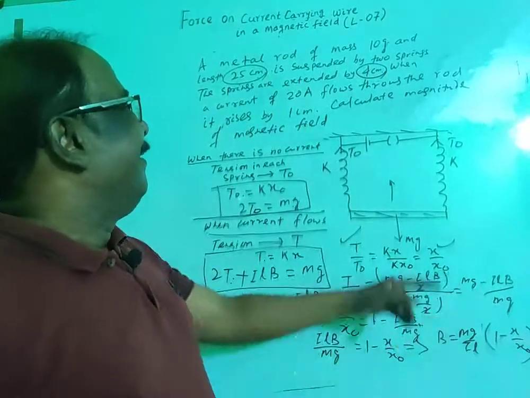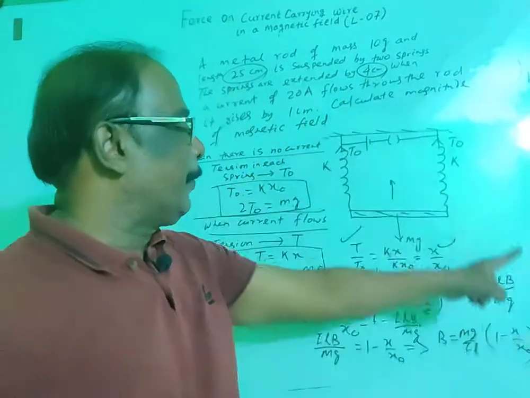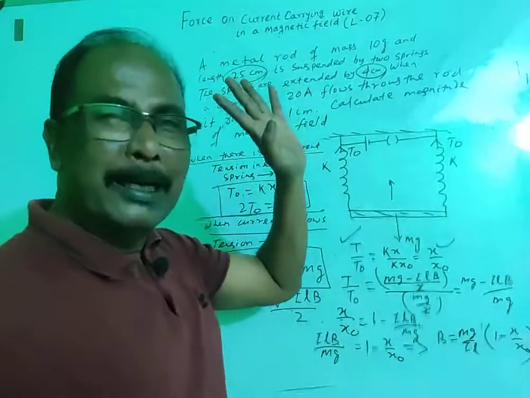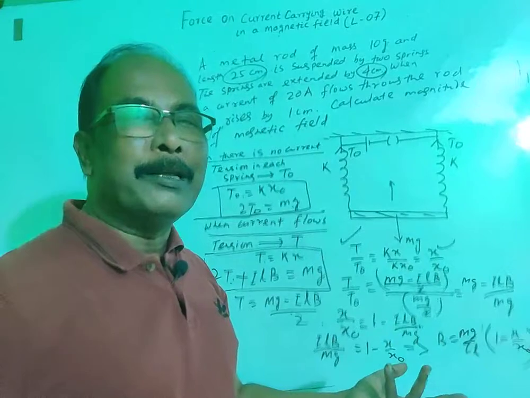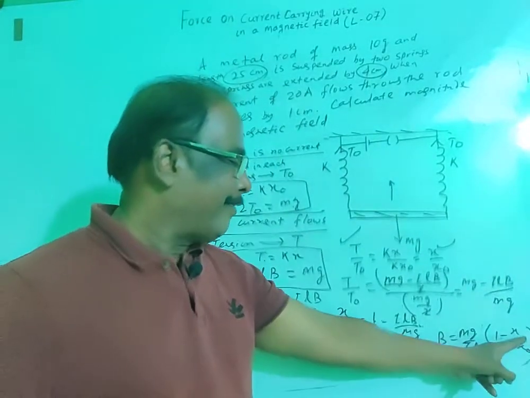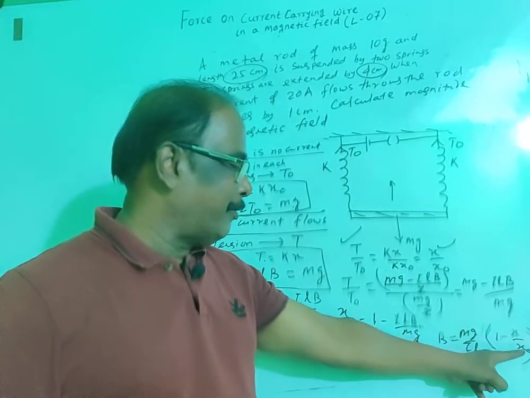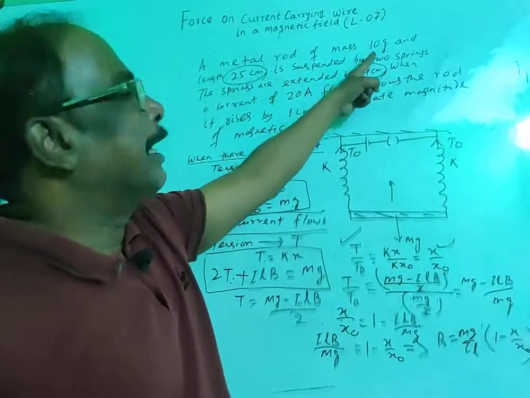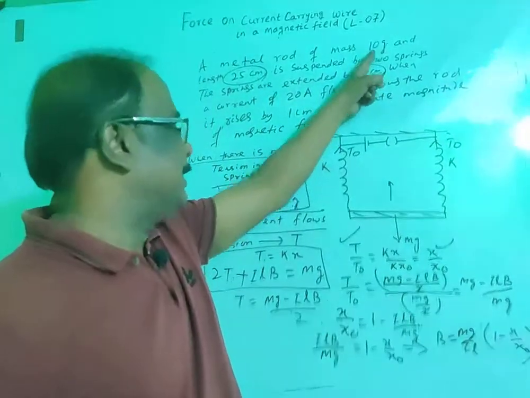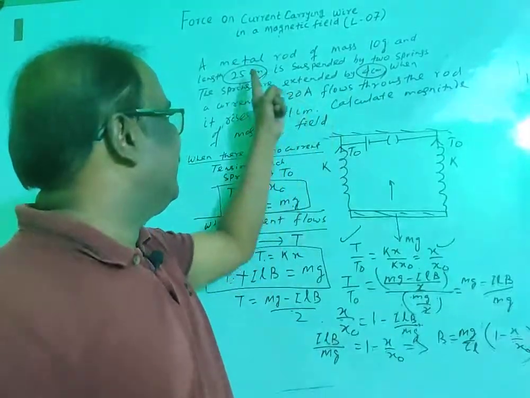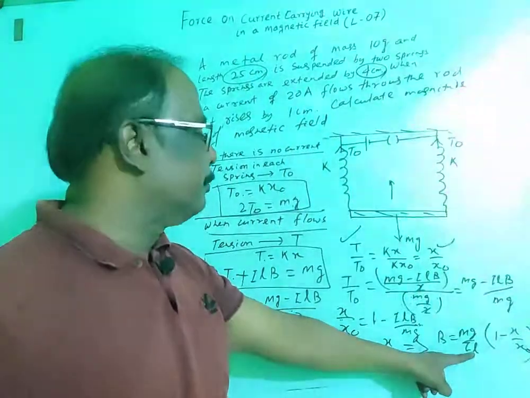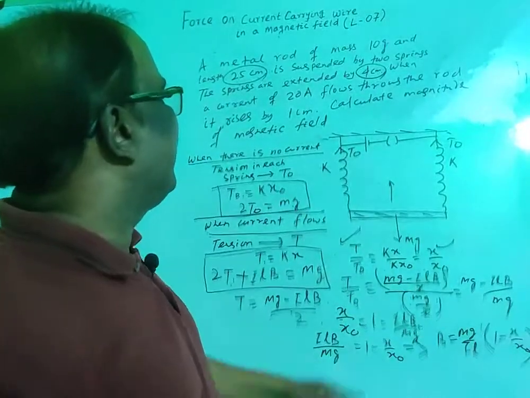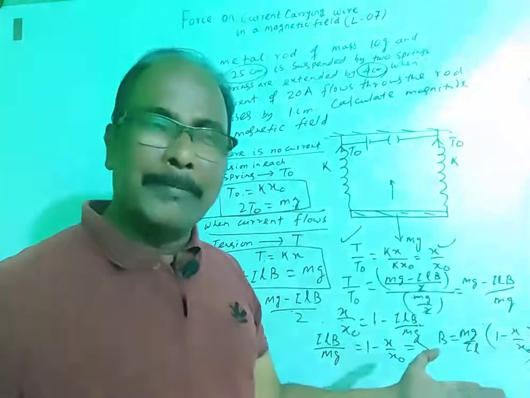Initial elongation x naught is 4. It rises by 1 centimeter, then now elongation x is 3. So x is 3, x naught is 4. Mass is given 10 gram, convert it into kg. Length is given in centimeter, convert it into meter. Take g as 10, and current flowing is 20 ampere, and solve it.